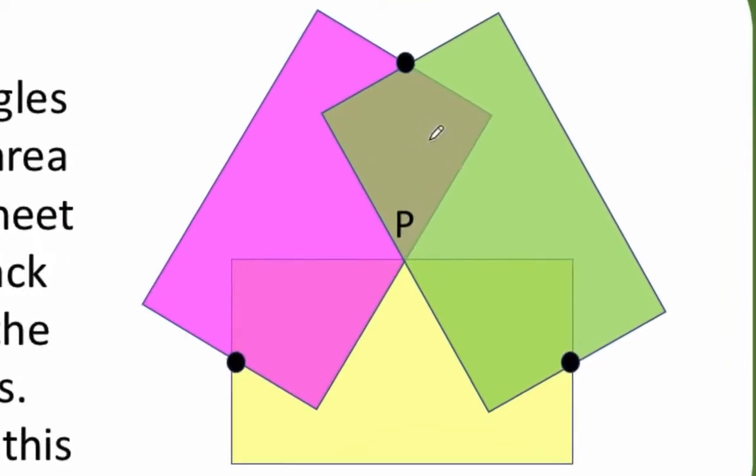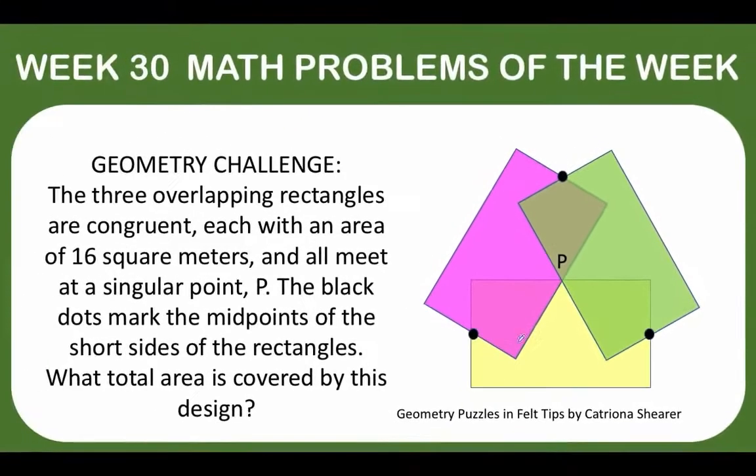The three overlapping rectangles at the right, colored pink, yellow, and green, are all congruent. And each of these rectangles has an area of 16 square meters. And they all meet at a singular point, P. The black dots mark the midpoints of the short side of the rectangles. What is the total area covered by this design?